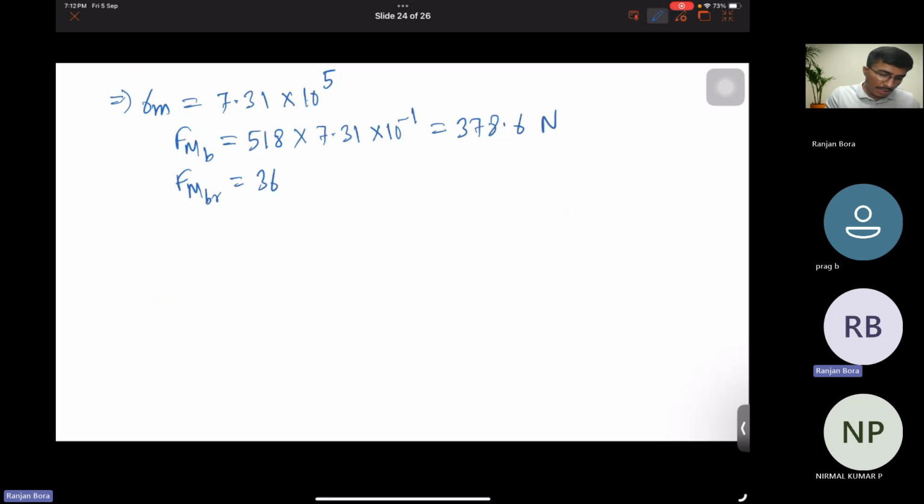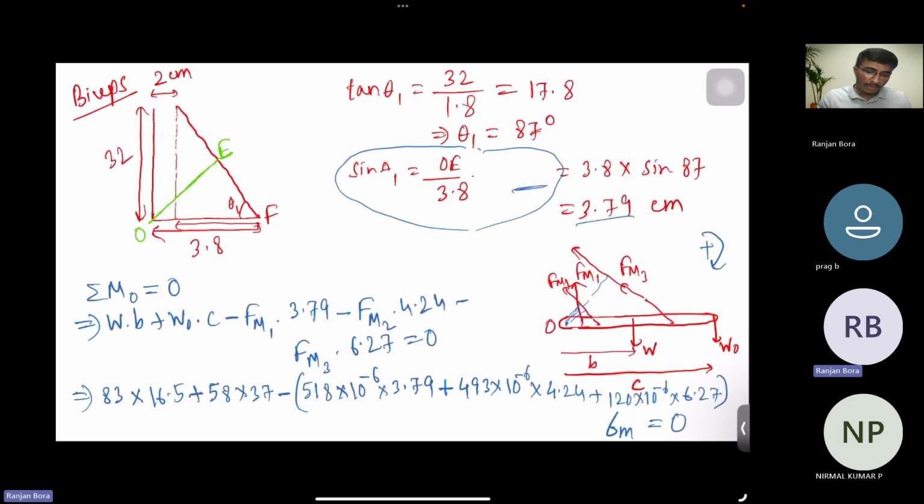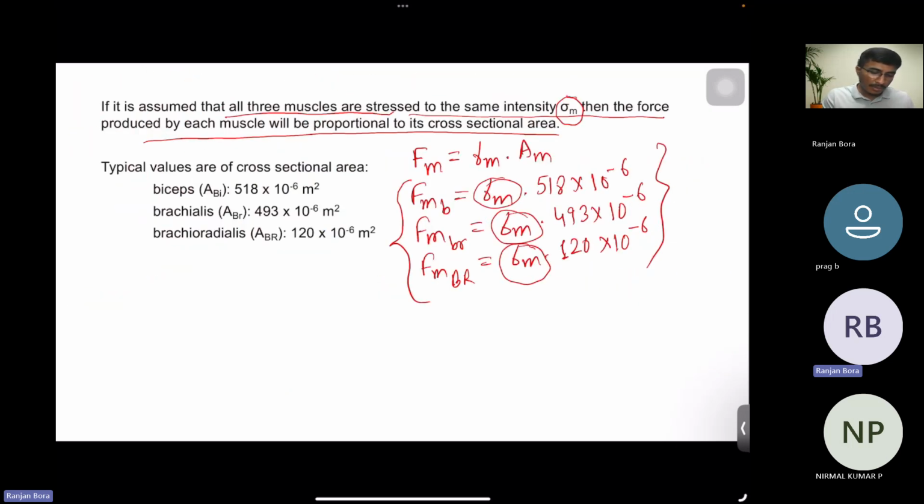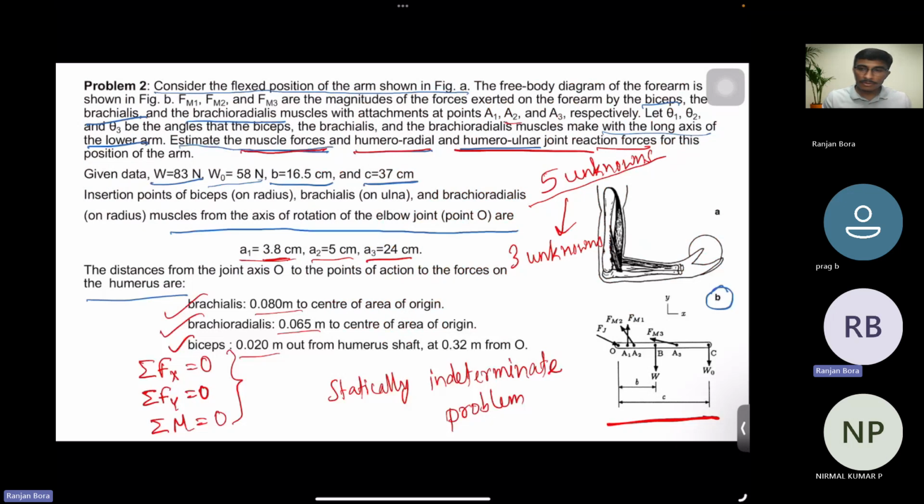The brachialis muscle force is 360.3 Newton, and the brachioradialis muscle force is 87.7 Newton. So one part of the problem is done. The question first asked us to estimate the muscle forces, so we have estimated the muscle forces. Now we will find the joint reaction forces, the humeroradial and humeral-ulnar joint reaction force.